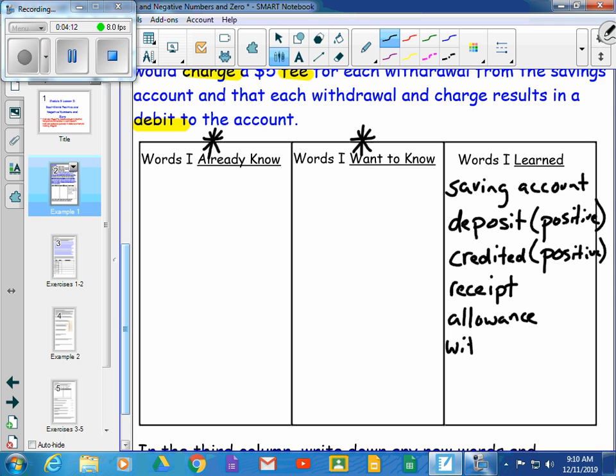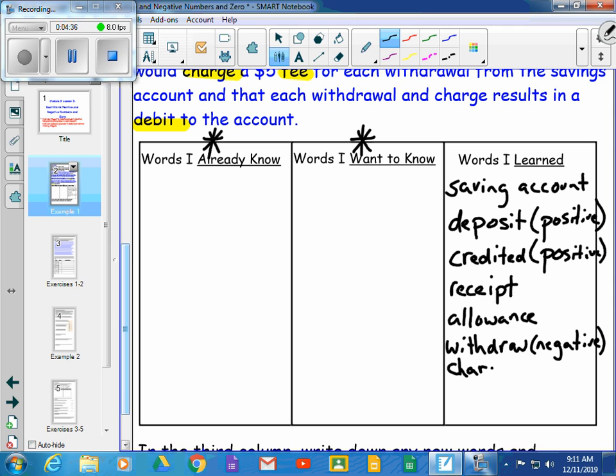Now the next word was withdraw. Withdraw means to take money out of the account. Since it takes money out of the account, that's a negative to the account. And it takes money away from the money that's being saved in the bank.